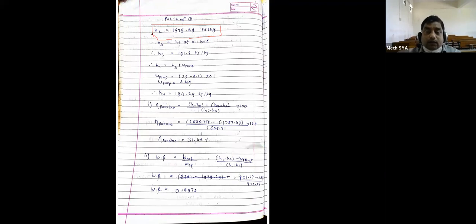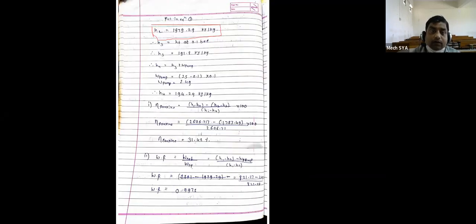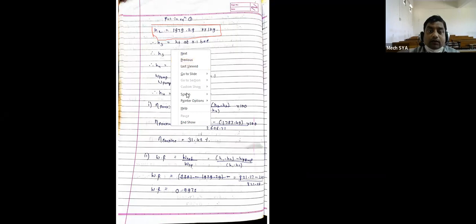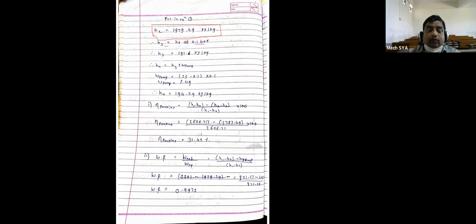Similarly, here we know that H3 is equal to Hf, because point number 3 is lying on the liquid line. Therefore, H3 is equal to Hf at 0.1 bar, and this value, already calculated for H2, is 191.8 kilojoule per kg.